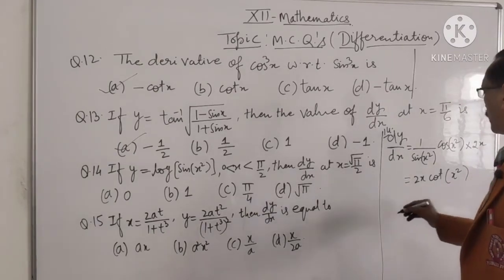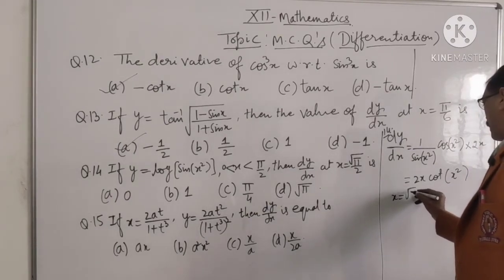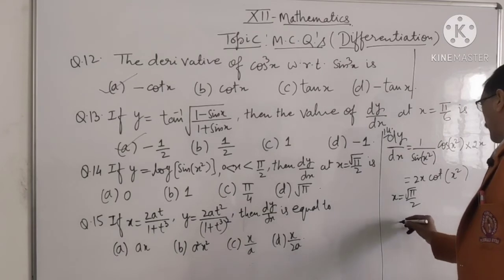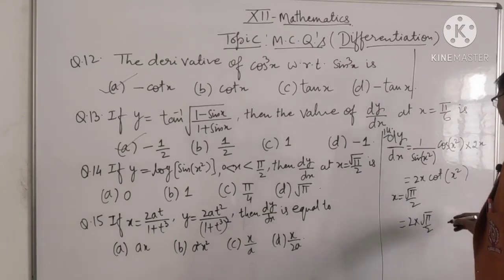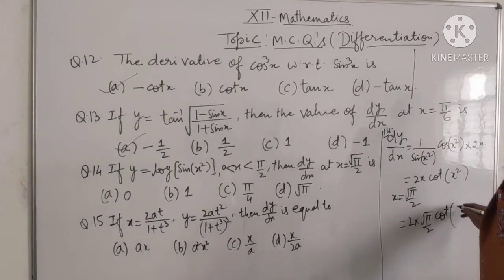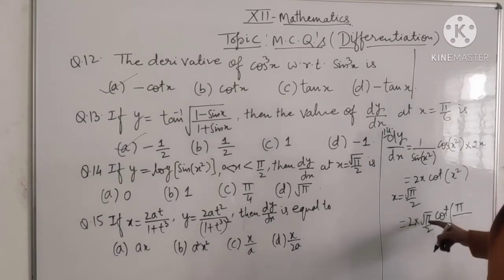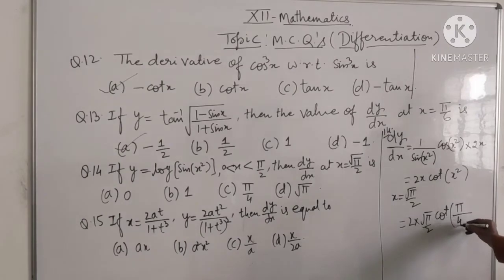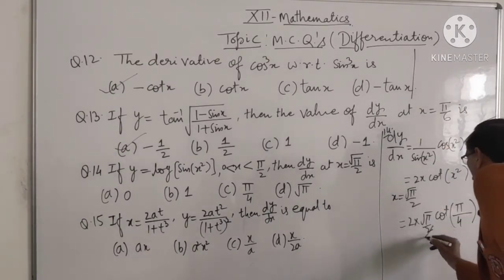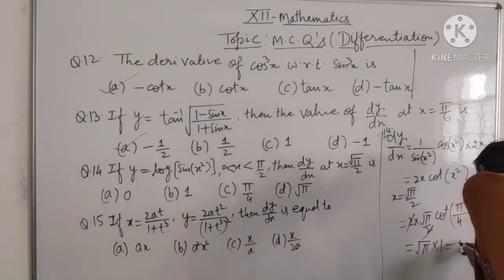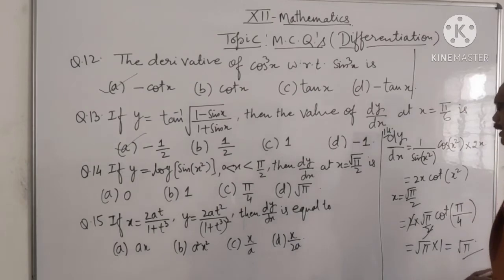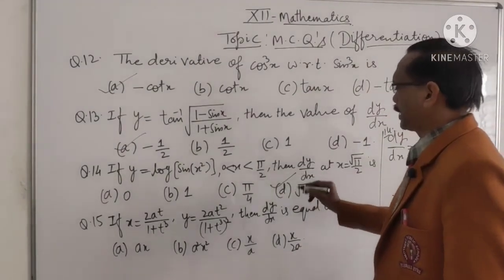Since x equals root pi by 2, it is 2 into root pi upon 2 into cot of, root pi square is pi by 4, and cot pi by 4 is 1. So 2 cancels. So root pi into 1 equals root pi. And D option is correct here.